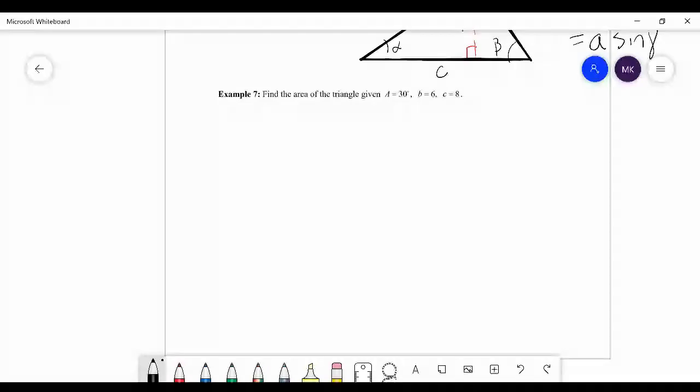So we have that A is 30, B is 6, and C is 8. So we do not have side-side-angle. What we have is side, angle, side. And so if we create this triangle, we have our angle A here, which is 30 degrees. Side B is 6, side C is 8. So here's A, beta, gamma.